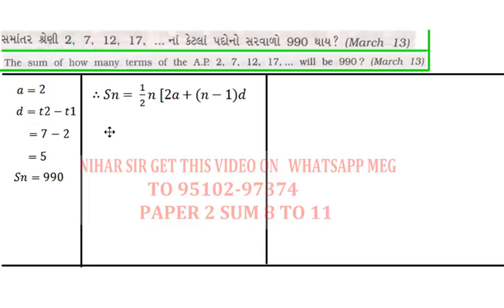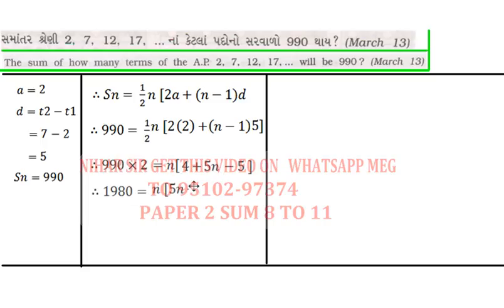So let's apply the formula. Sn is equal to 990, which is n upon 2 into 2A plus n minus 1 into D, where A is equal to 2 and D is equal to 5. So 990 here, and 2 into 2 is 4, 5 into n minus 1 is 5n minus 5. So this is 1980 equals n into 5n minus 1. So n into 5n is 5n square, and n into 1 is minus n.